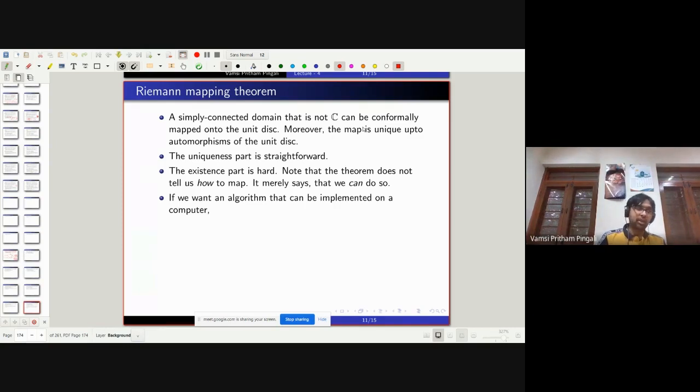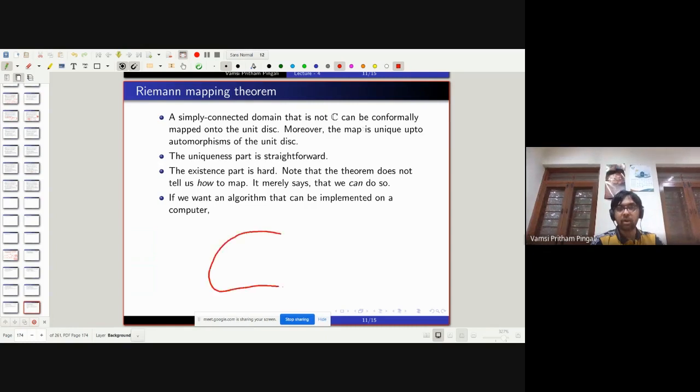Given a simply connected domain, what does that even mean? How do you give me a simply connected domain in the first place? To a computer, how do you feed that? Now that is not an easy task. I mean, how does one give a simply connected domain? One way is the following.